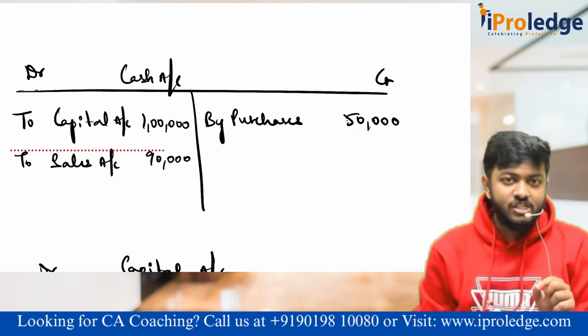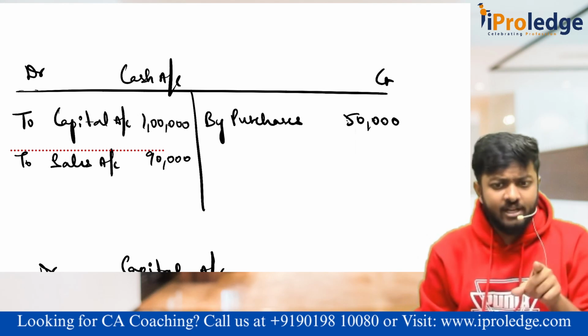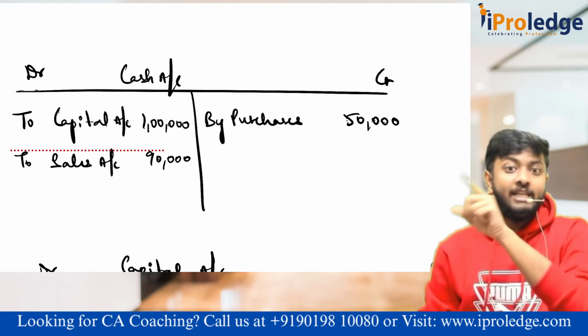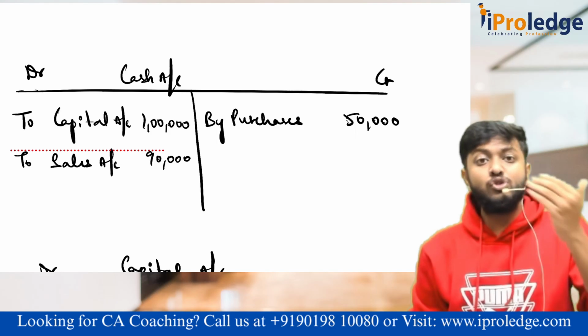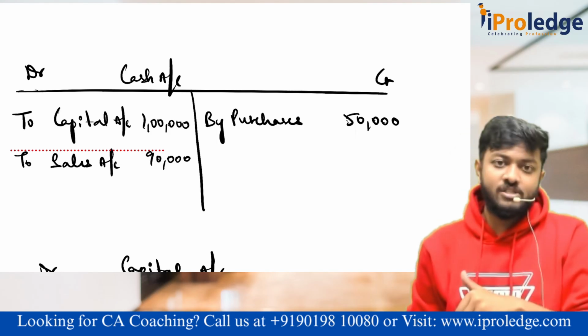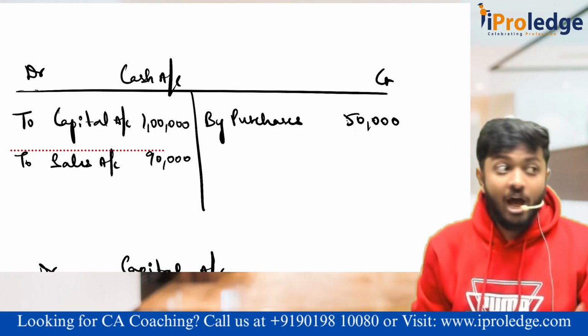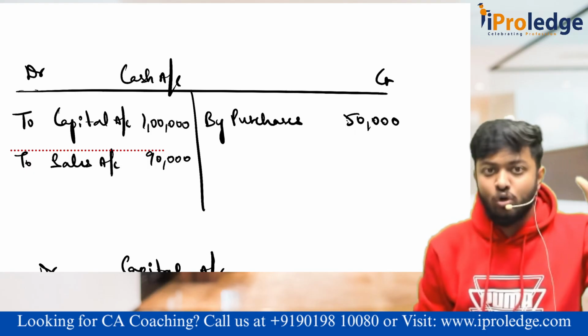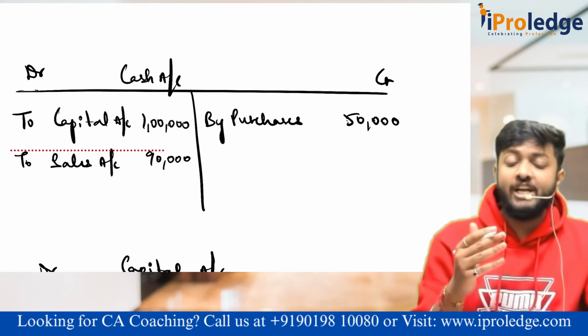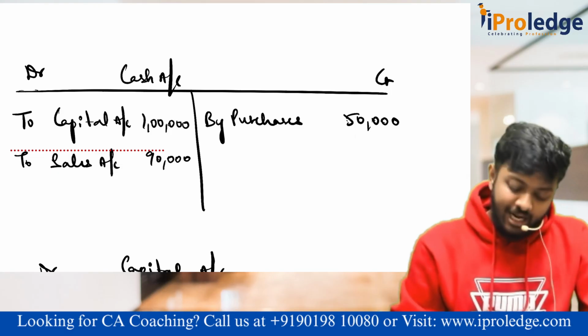So that means cash. Cash is an asset. Asset goes to balance sheet. That means these accounts should be balanced. Anything which goes to balance sheet should be balanced. What all will go to balance sheet? Asset will go to balance sheet. Liability will go to balance sheet. Capital will go to balance sheet. All these are balance sheet items. These should be balanced. So let's balance it.